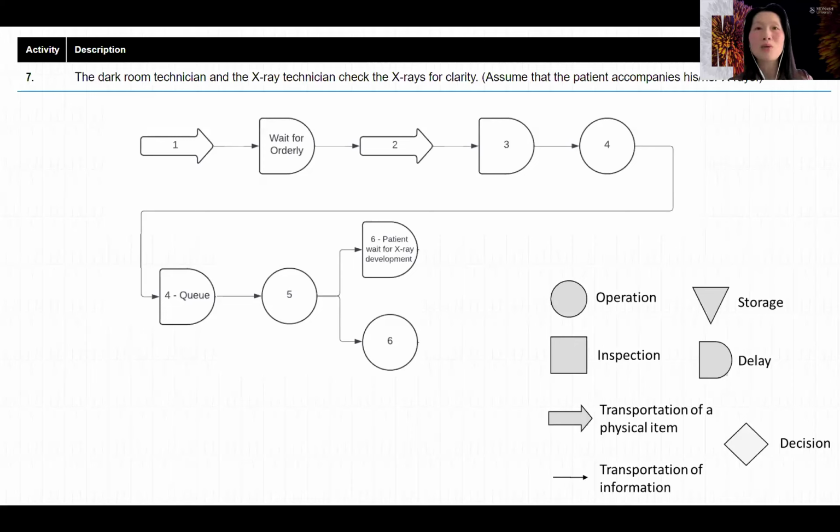The next one is they will check the quality of the X-ray. When we talk about checking or quality control, quite often this is business value adding, which is that inspection, a square box. But also you can see in the bracket, the patient at the same time is also waiting. So continuing our flowchart, the patient is still waiting, another delay, whereas the technicians are doing the inspection.